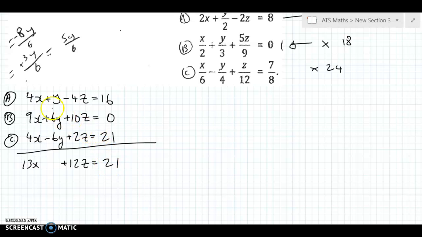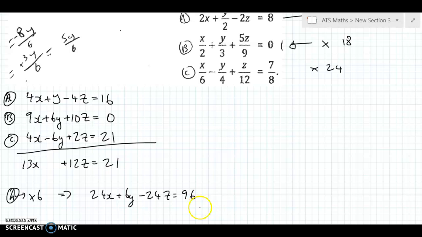Then I'm going to take the top one, A, from up here now. Don't be confused with the first one. A times 6, we're going to multiply that by 6. And that'll give us 24x plus 6y minus 24z equals 96.